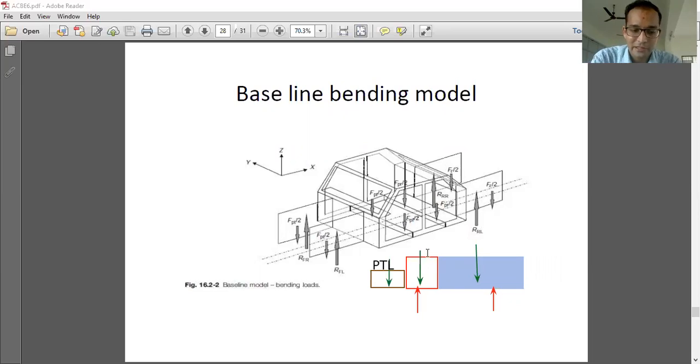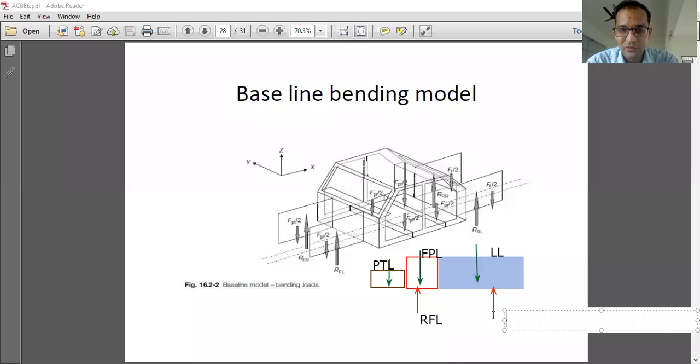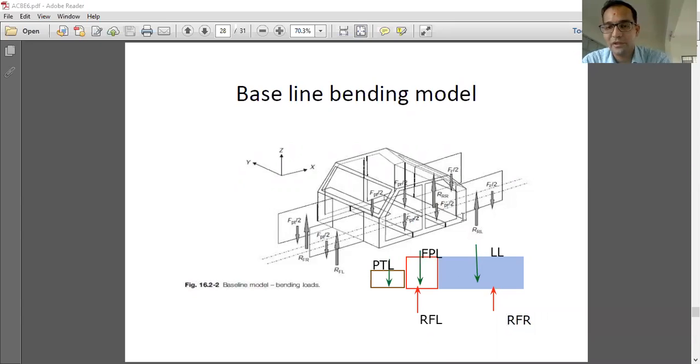I'll designate it as FPL, front passenger load. I'll designate it as LL, luggage load, and this is going to be the RFL, reaction at front load or at front frame, and RFR, reaction at rear. So this is going to be the commercial vehicle's configuration. You can imagine if it is in 3 dimensions how you will observe it. Is it clear? Are you able to understand?